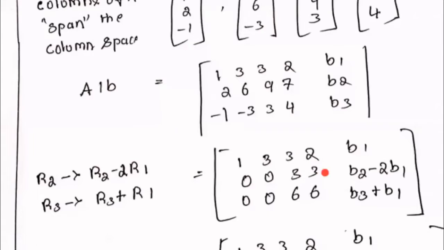And meanwhile, what is b for R2? You have to write R2 minus 2 times R1. So R2 is b2, and 2 times the corresponding R1 element is b1. So b2 minus 2b1 we have written.